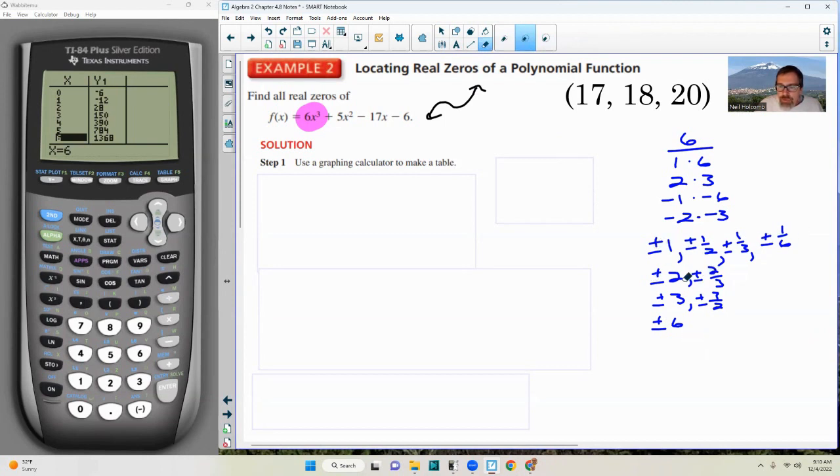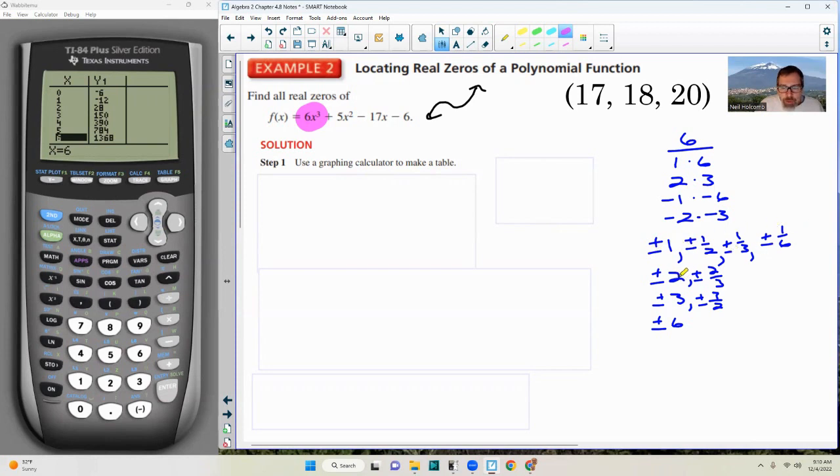1, 2, 3, 4, 5, 6, 7, 8. Positive, negative makes 16 possible roots. So why am I doing this? Because I now know that there is a root, a solution between 1 and 2. Since it's positive, it's none of the negatives. 1 is not between 1 and 2, a half's not between 1 and 2, a third is not between 1 and 2, and 1/6 is not between 1 and 2, so it's none of these.